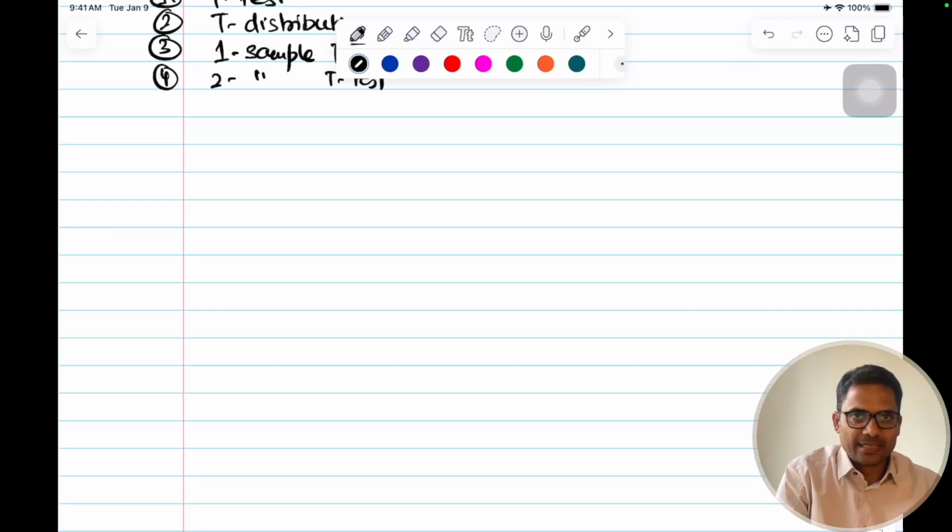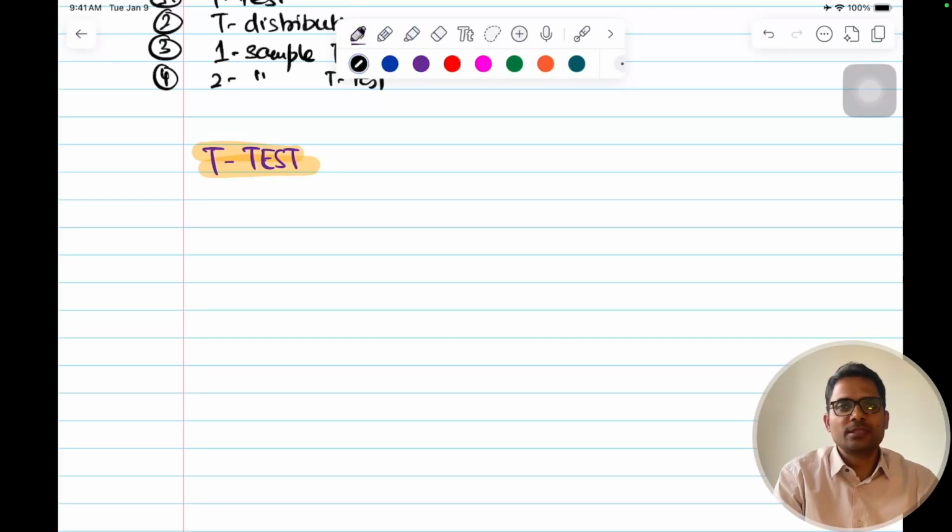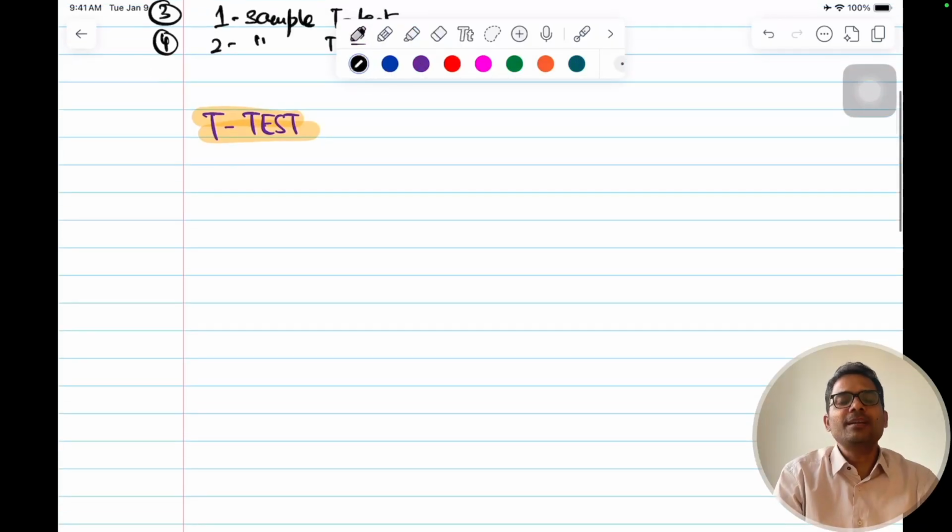The first thing, what is the t-test? This is another one of the many tests for doing hypothesis testing, and it is used to determine if there is any significant difference between the means of two groups. Either it can be the population mean versus the sample mean, or the means of two groups. If we want to compare the means, then we go for the t-test.